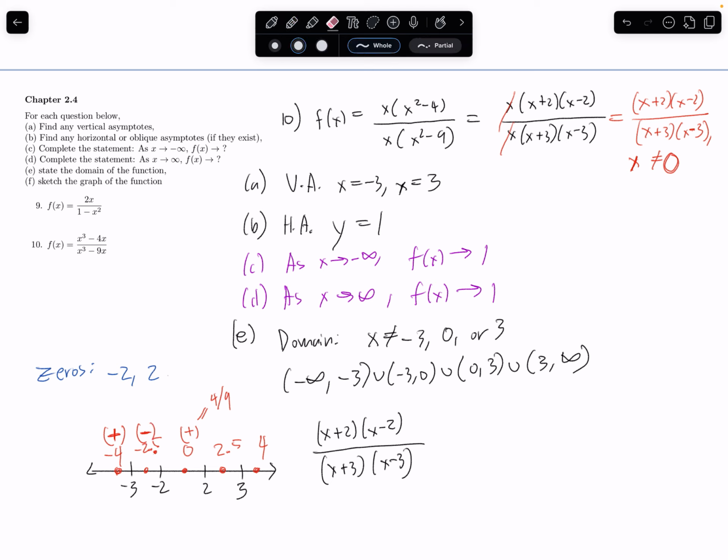Okay, so now next test point was 2.5, checking 2.5. 2.5 plus 2 would be positive. 2.5 minus 2, still positive. 2.5 plus 3, positive. 2.5 minus 3 is negative. So overall, that's going to be negative. Negative over here. Okay, and lastly, at 4, let's check 4.